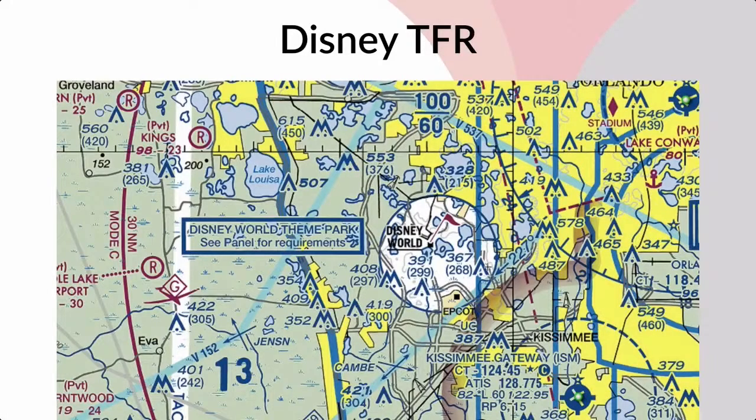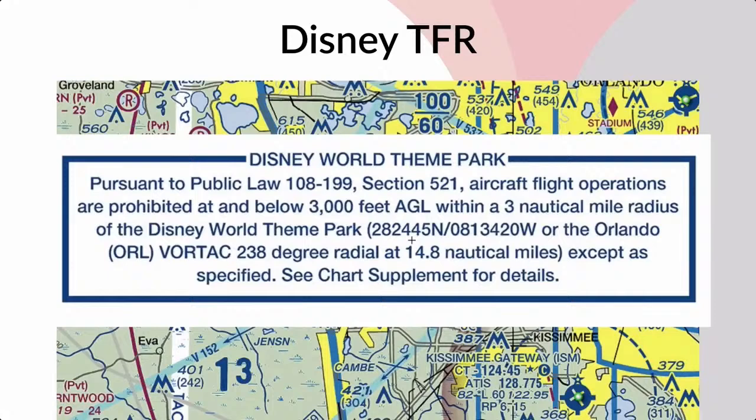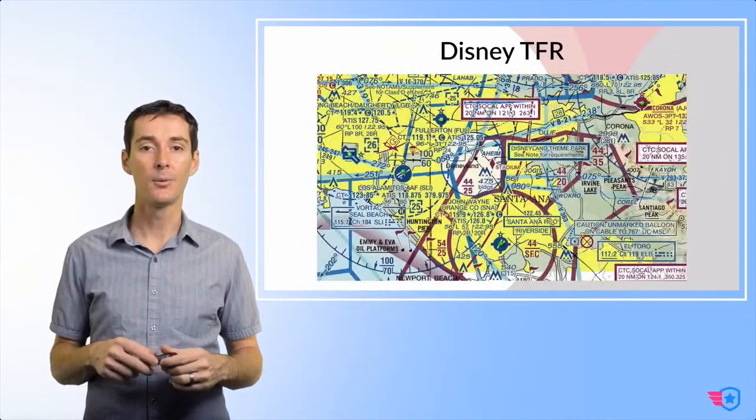And you'll see right here, this is the example of the one in Orlando. There is information on the panel, and it basically says that below 3,000 feet AGL and within 3 nautical miles of the theme park, you cannot fly. Don't fly your drone over Disney. That can get you in hot trouble with the FAA.